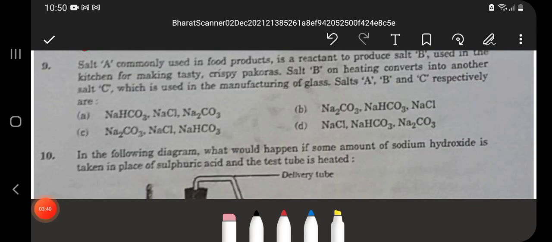Ninth question. Salt A, commonly used in products, is a reactant to produce salt B, used in the kitchen for making tasty crispy pakoras. Salt B on heating converts into another salt C, which is used in manufacturing of glass. Salt A, B and C respectively are... Answer is D: NaCl, NaHCO3, Na2CO3.